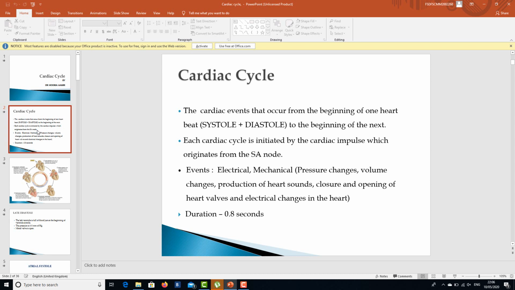So this is just a basic idea. The cardiac cycle is all the events which take place during one heartbeat. Another definition can be the different electrical and mechanical changes which occur during one heartbeat. They are collectively summarized under one heading, and what is that? That is the cardiac cycle.